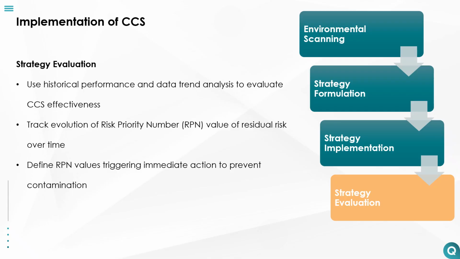The fourth part of the process of the contamination control strategy involves strategy evaluation, which focuses on using historical performance and data trend analysis to ensure the effectiveness of the CCS in preventing contamination incidents. Monitoring the evolution of the risk priority number value associated with residual risk over time, ensuring early identification of potential vulnerabilities, and establishing predefined RPN thresholds that trigger immediate corrective actions to proactively mitigate contamination risks.